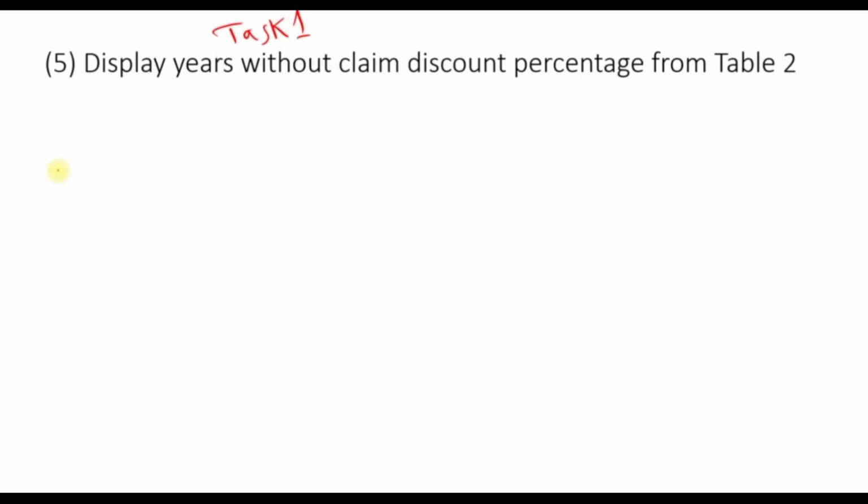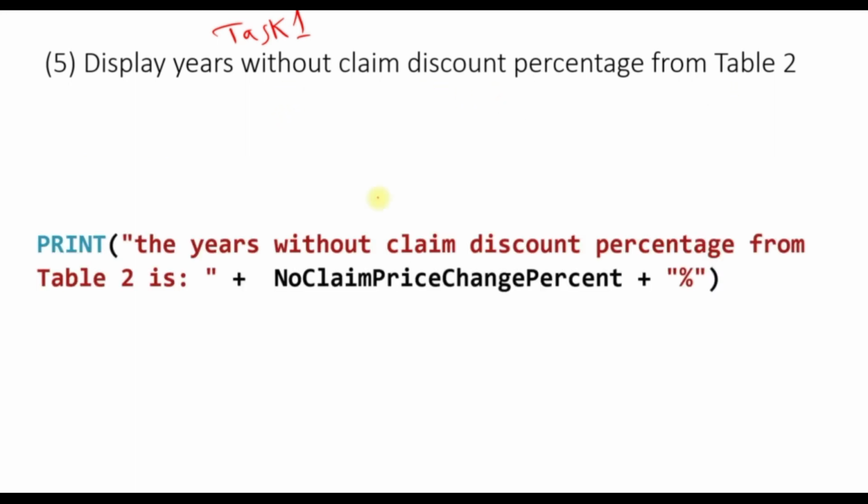And then point number 5 in task 1, display years without claim discount percentage from table 2. Also we will use print quotation, the years without claim discount percentage from table 2 is, and then no claim price change that we calculated at the beginning, it was 20, and then percent. Okay, so this is the last point here for task 1.